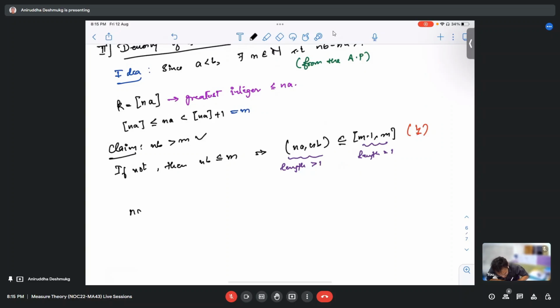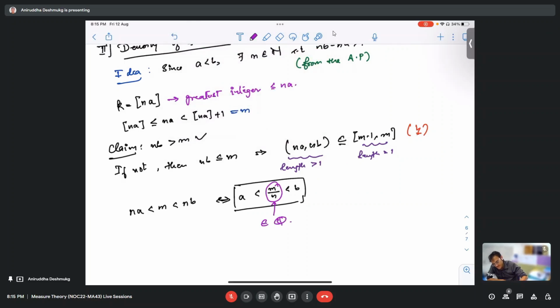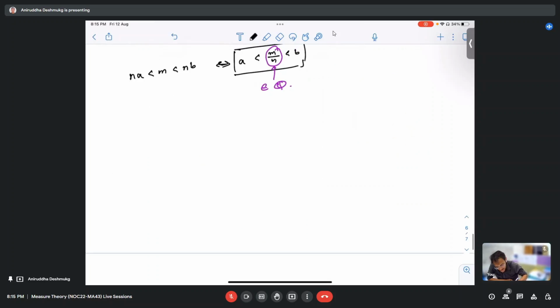So what I have, na is less than m and this is less than nb. But this is same as saying a is less than m by n is less than b. And this proves the result. So we have found a rational number which is between a and b. Okay. Now using this, it is very easy to prove the density of irrationals.